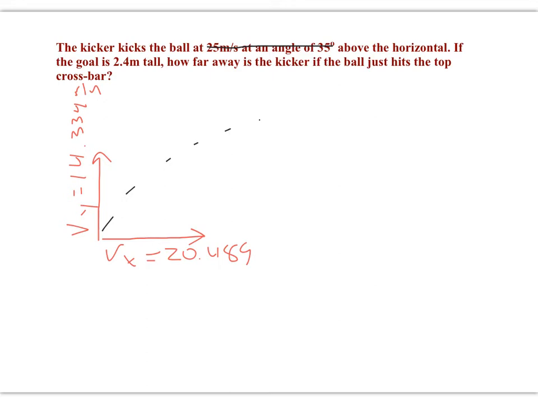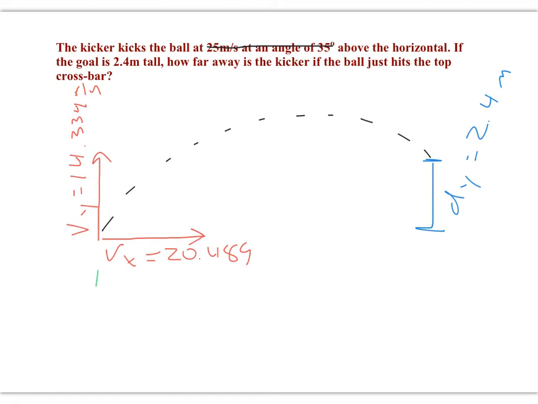I've got my vectors drawn like this so that I can show the approximate path of the projectile originating from this point where the ball is kicked, over to this point, to this distance of 2.4 meters, which is the height of the goal. So this is my dy, and that equals 2.4 meters. Okay, so this is the picture that's going to help me out in terms of solving this problem.